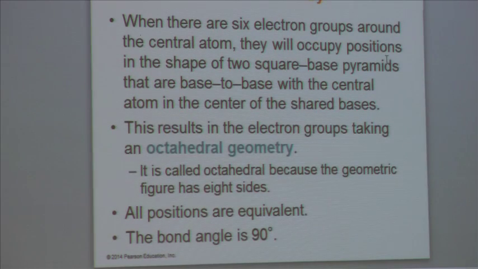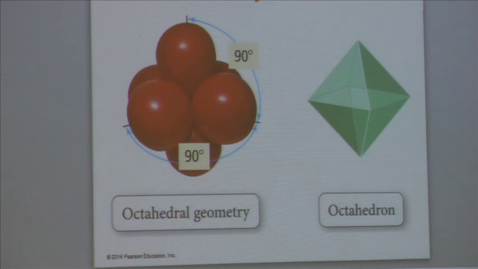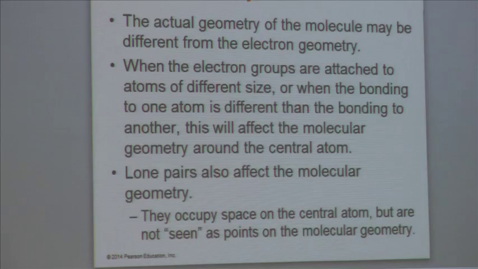So octahedron geometry has a bond angle of 90 degrees, where we have sulfur hexafluoride, 1, 2, 3, 4, 5, 6, each with a 90-degree bond angle. We call that an octahedron.